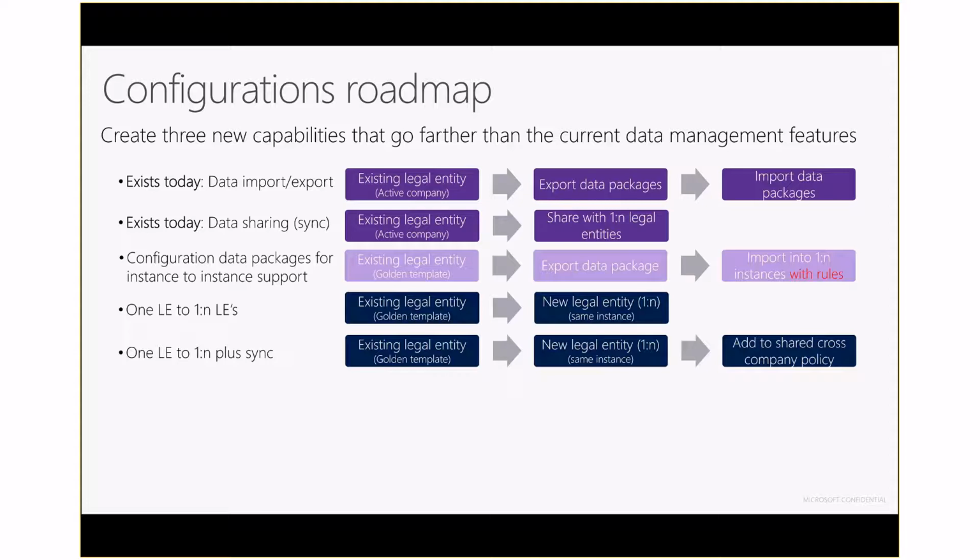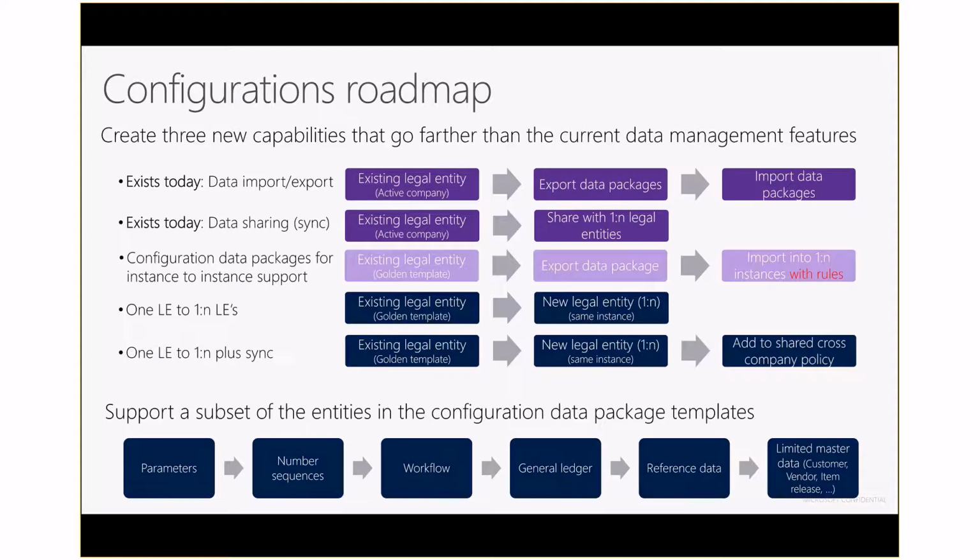We're going to show you how we took our existing capability, functionality of copying data, exporting it and importing it, and really enhanced it and made it a lot easier to use and took care of all the issues and challenges that you might have in doing that today. In the configuration data packages that we're going to show you today, the templates, we cover parameters, number sequences, workflow, general ledger, reference data, and some very limited master data. And that data is optional. You can turn that off or on, but we're going to show you how we're including each one of these areas in the data.